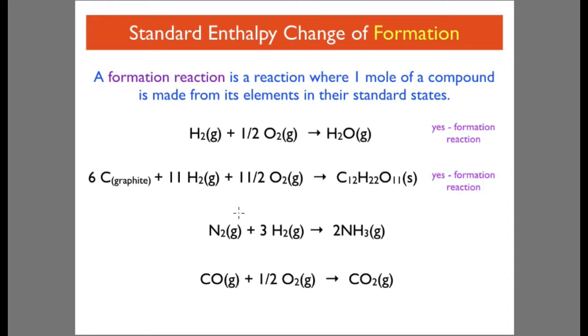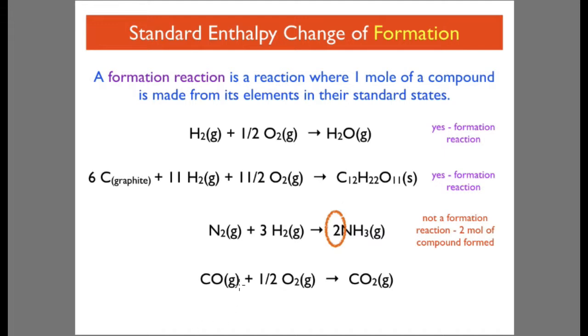Here we've got nitrogen gas with hydrogen gas giving ammonia gas, so everything looks good, right? But what we've got here, we're making 2 moles of ammonia, and up here it says 1 mole of a compound. A formation reaction is a reaction where 1 mole of a compound is made, so this is not a formation reaction because we're getting 2 moles of a compound formed.